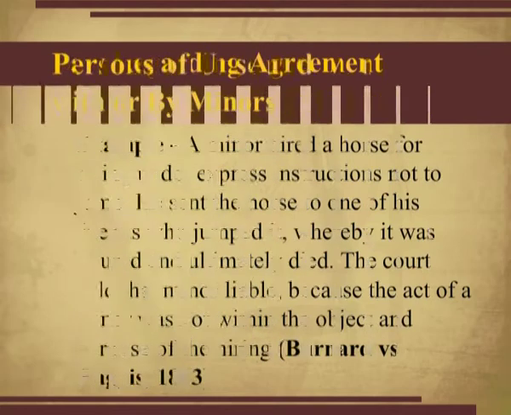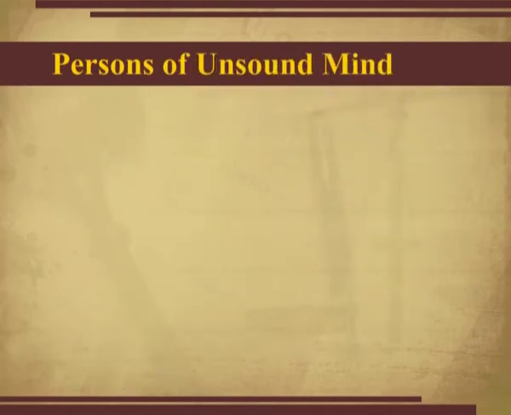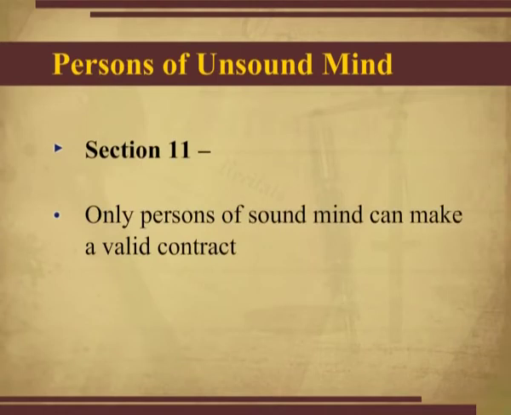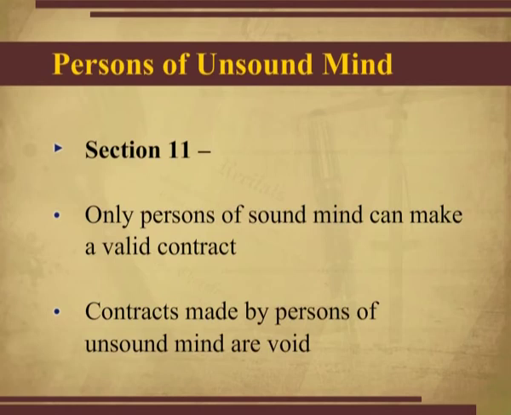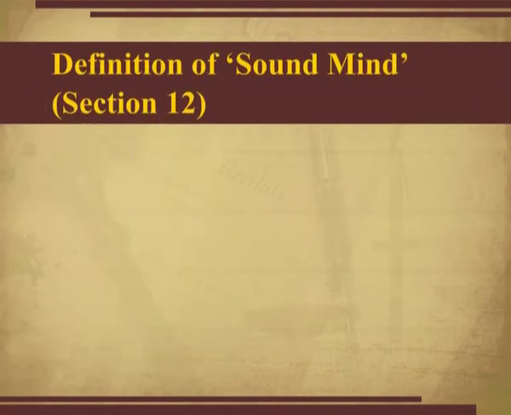The second category of people are persons of unsound mind. According to Section 11, only persons of sound mind can make a valid contract or enter into a valid contract. Therefore, contracts made by persons of unsound mind are void. Now, let us study the definition of sound mind.